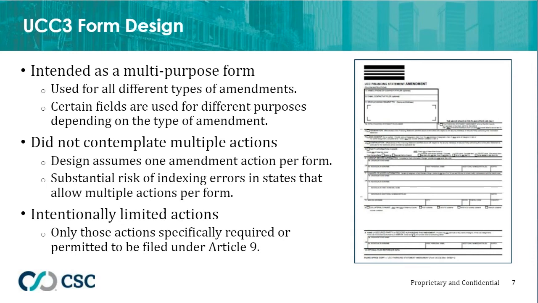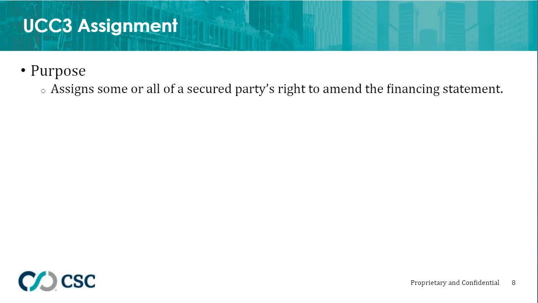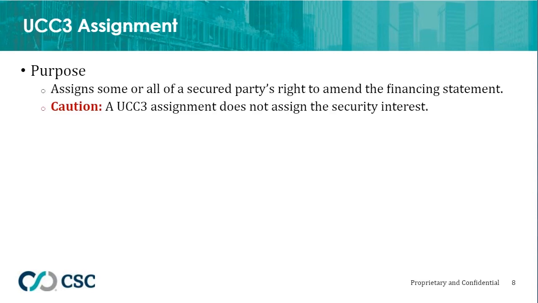So enough about the form and other general concepts, now I want to move on and talk about some of the specific types of amendments. And I want to begin with one that probably has caused the most confusion out there for both filers and searchers, trying to figure out exactly what it means and when it's used, and that is the UCC3 assignment. Now, the purpose of the UCC3 assignment is to assign some or all of the secured party's right to amend the financing statement. It does not assign the security interest. That is something entirely separate.